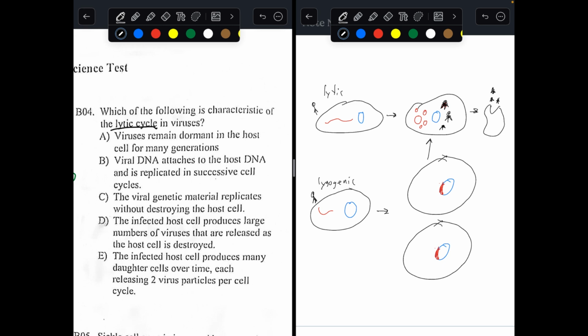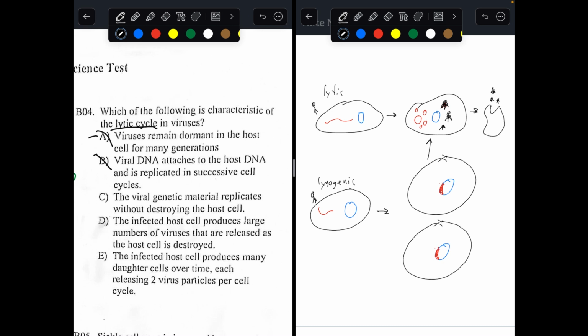So what is a characteristic of the lytic cycle? A. Viruses remain dormant in the host cell for many generations. That's the lysogenic cycle. The lysogenic cycle is when the virus stays and waits for the cell to multiply. So it can't be A. B. Viral DNA attaches to host DNA and is replicated in successive cell cycles. That is also lysogenic, because of the successive cell cycles. That's very similar to answer choice A.